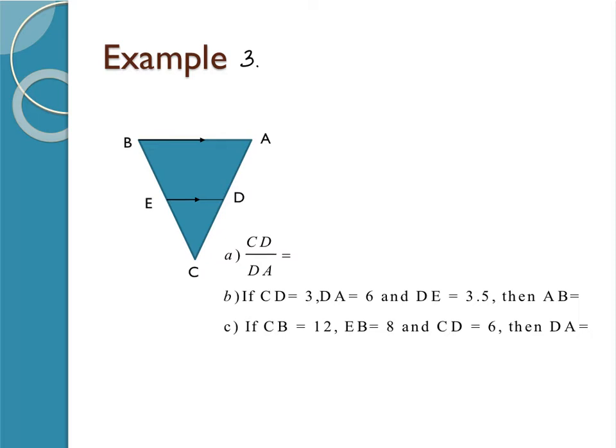Okay, next one. CD over DA is equal to, so what proportion is CD over DA? What is that equal to? Austin. CE over BE. Perfect. Good job.